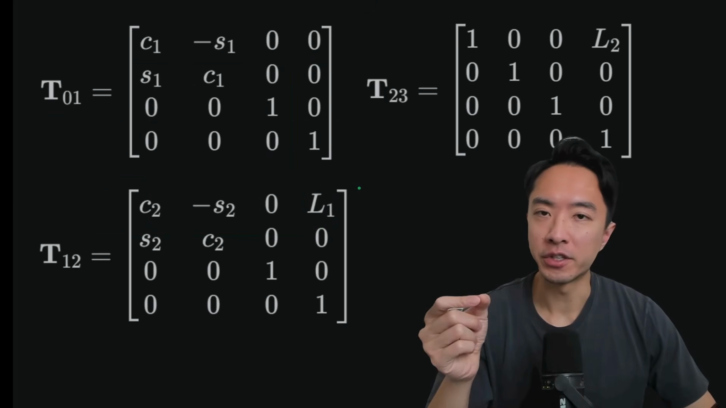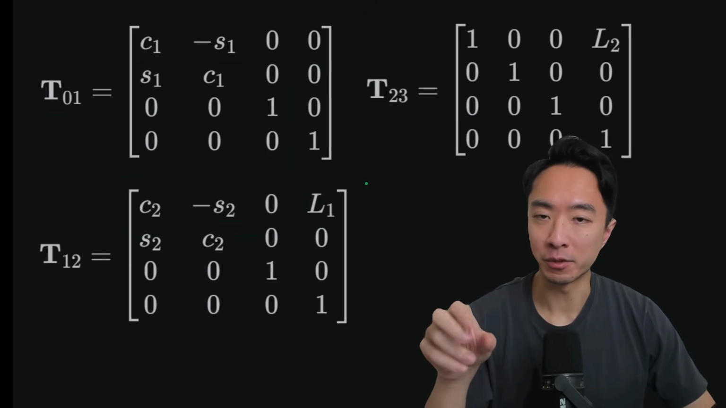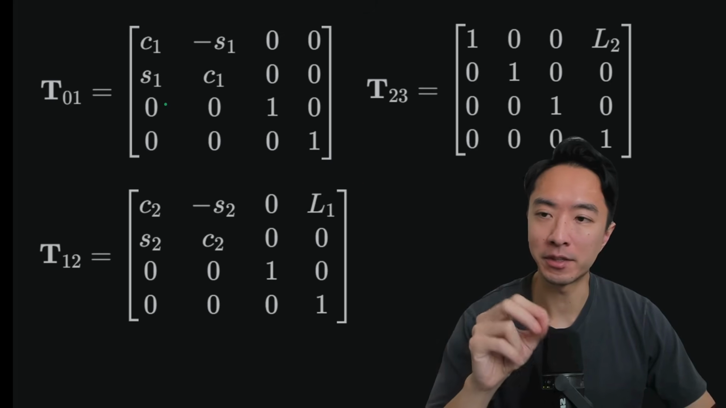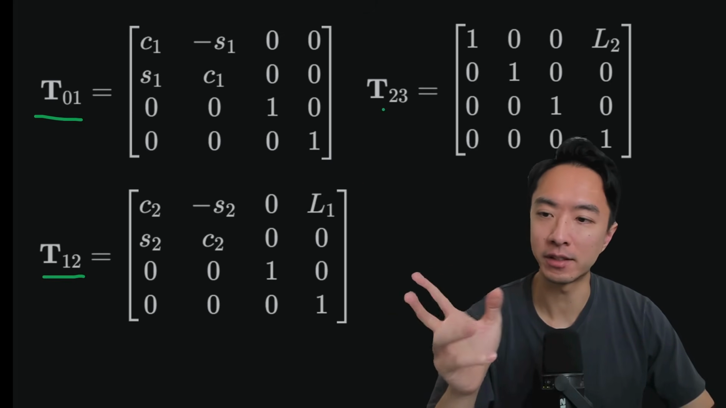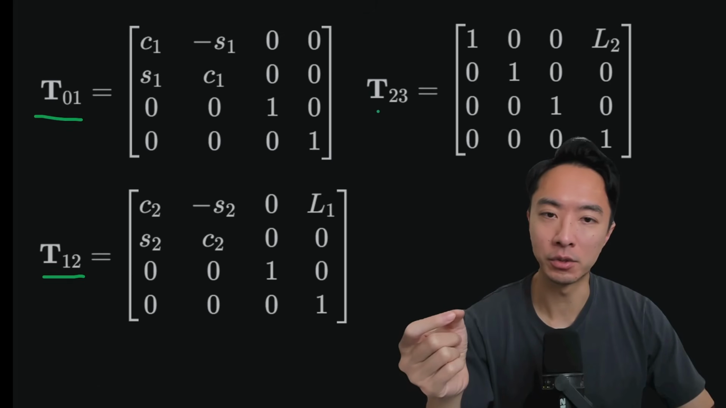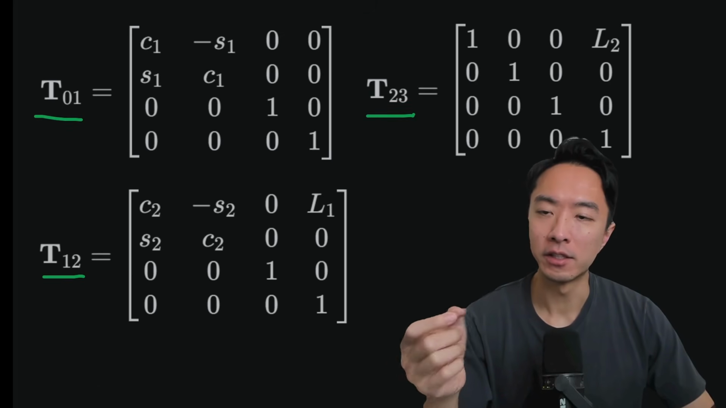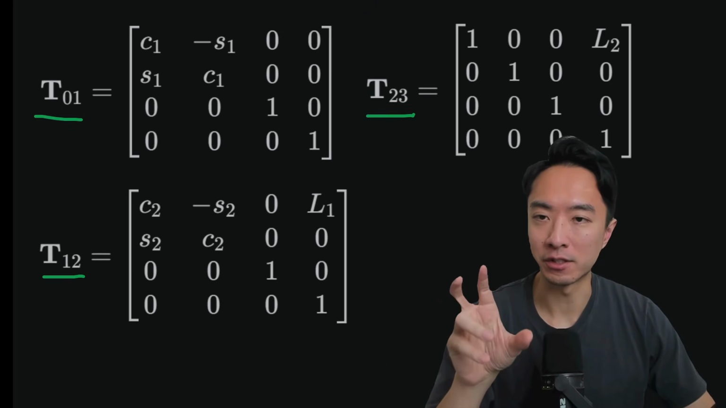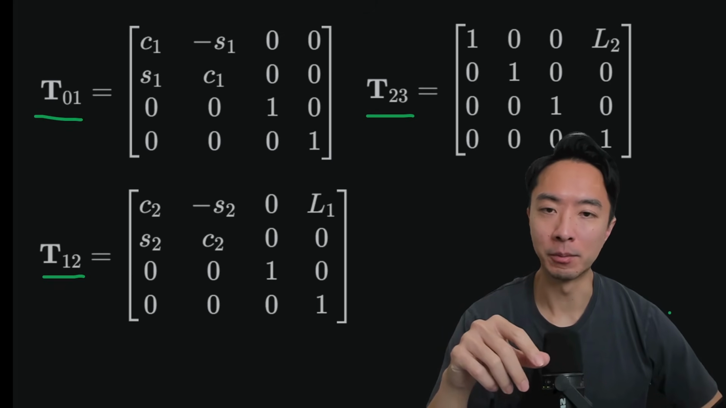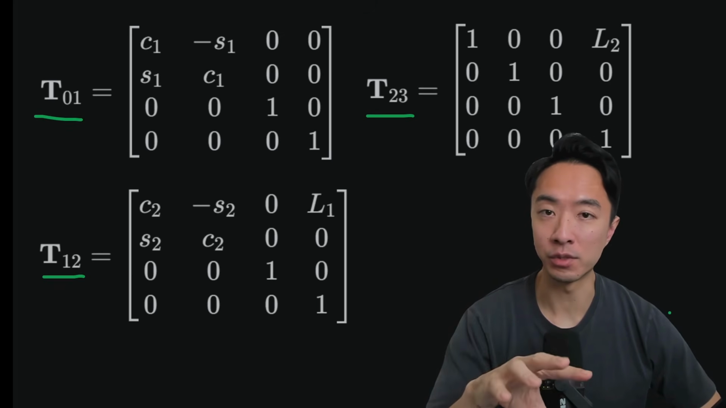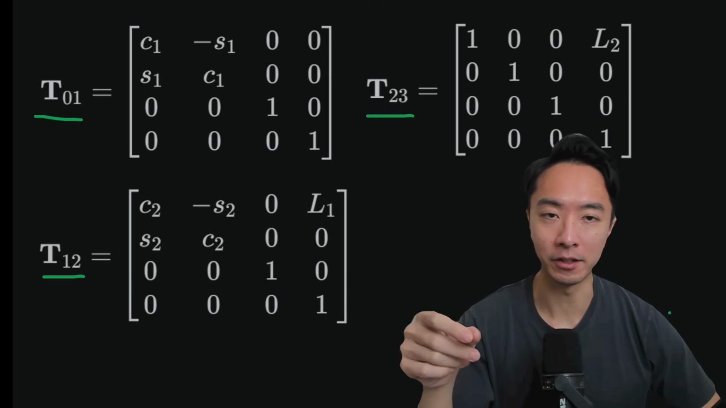Now, if we take our equation for the transformation matrix from previously and plug in all the parameters, we will get our 3 transformation matrices, T01, T12, and T23. All of these transformation matrices describe the transformation between the different frames. And the most important part is we can use this result to do forward kinematics later on.